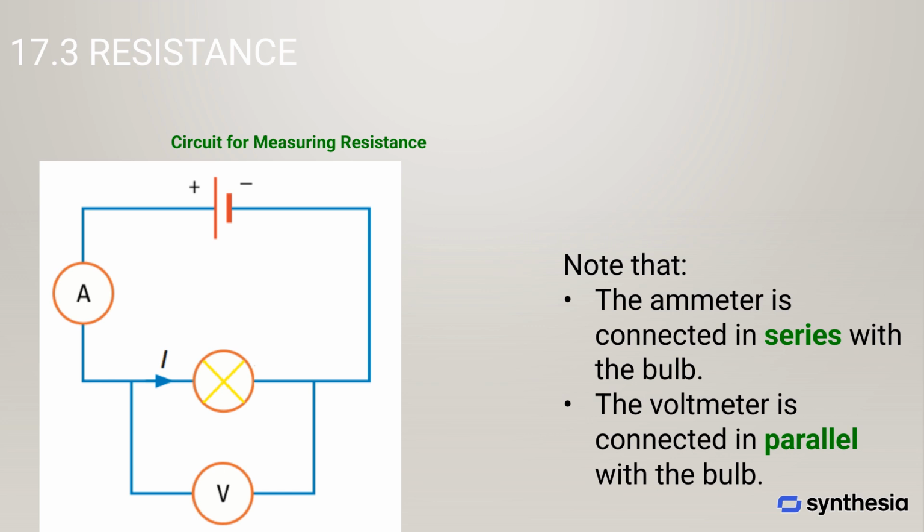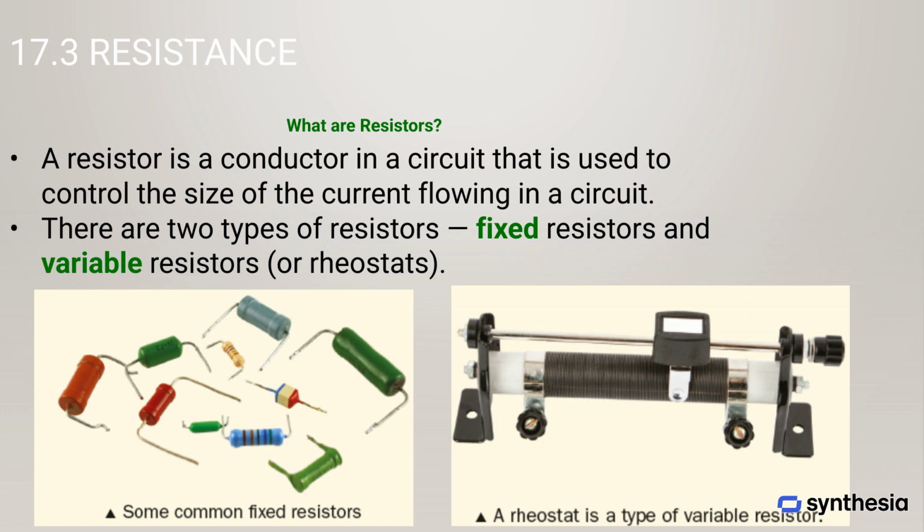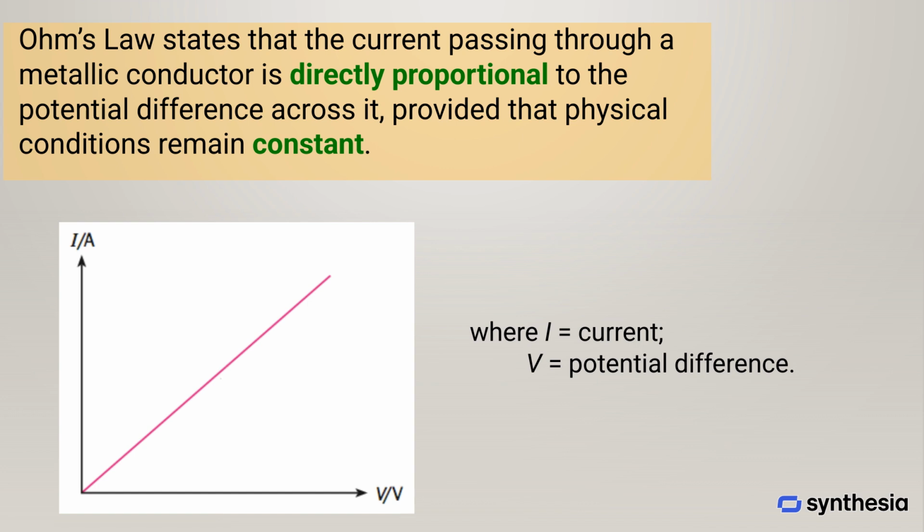Note that the ammeter can be placed in various positions and still be in series with the bulb. The wire connections of the voltmeter can be at the circuit corners, etc. Fixed resistors have fixed resistances, whereas variable resistors can be adjusted to give a range of resistances. An example of a physical condition that needs to remain constant is temperature.